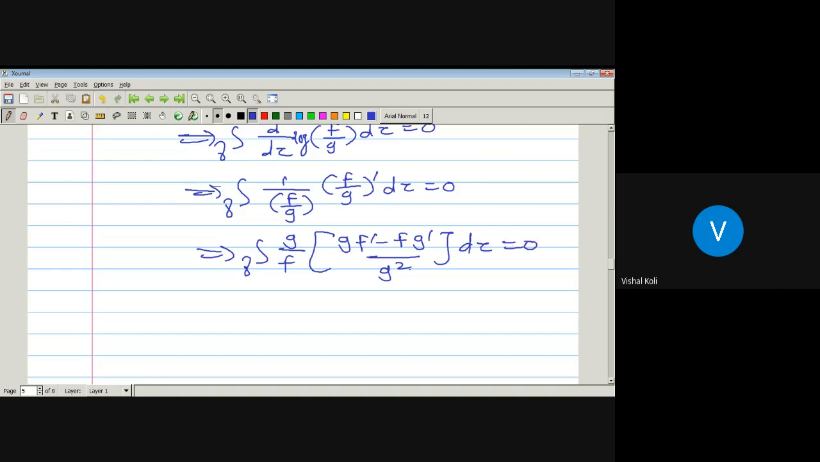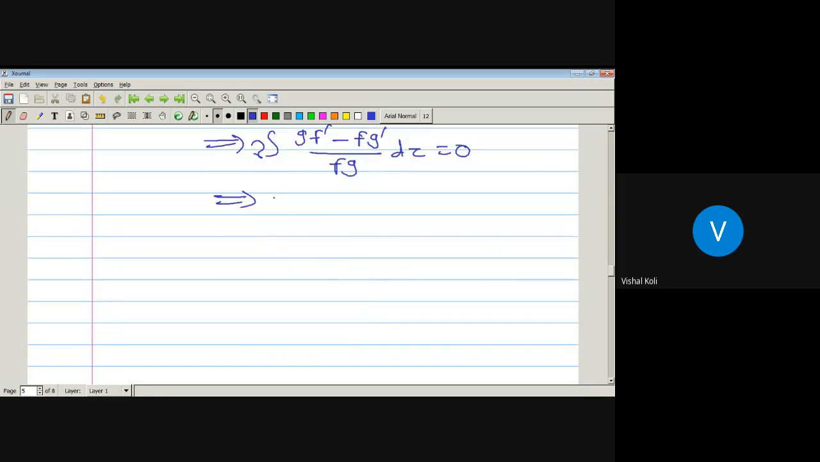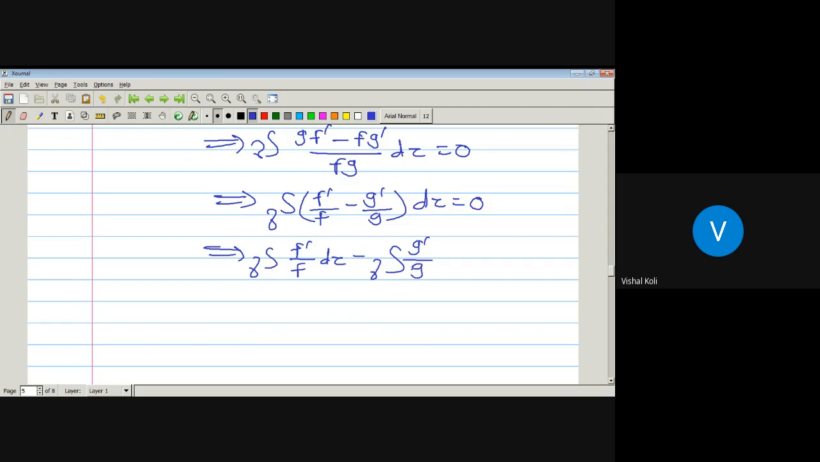And which is equal to 0. This g gets cancelled, which implies integration over the curve gamma of g f dash minus f g dash divided by f g dz is equal to 0. So which is actually nothing but integration over the curve gamma, where g gets cancelled, of f dash upon f minus g dash upon g dz, which is equal to 0, which implies integration over the curve gamma of f dash divided by f dz minus integration over the curve gamma of g dash divided by g dz, which is equal to 0.